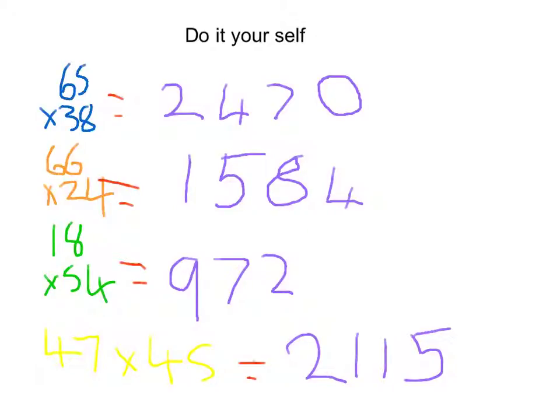Anyway, if you got for 65 times 38, 2,470. For the second one, 66 times 24, if you got 1,584, well done. And for the third one, 18 times 54, if you got 972, that's the right answer. And 47 times 45, if you got 2,115, you're correct. Thanks for watching.